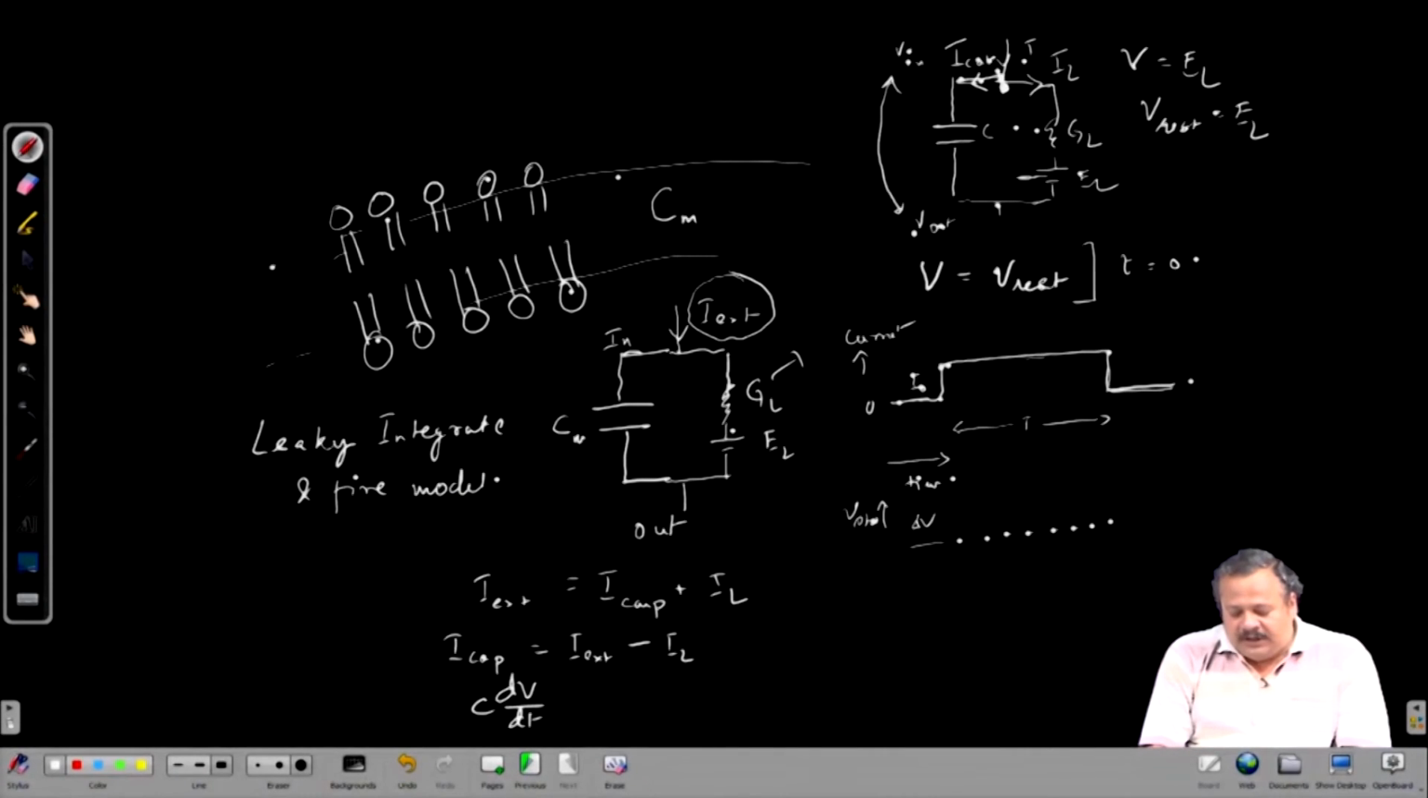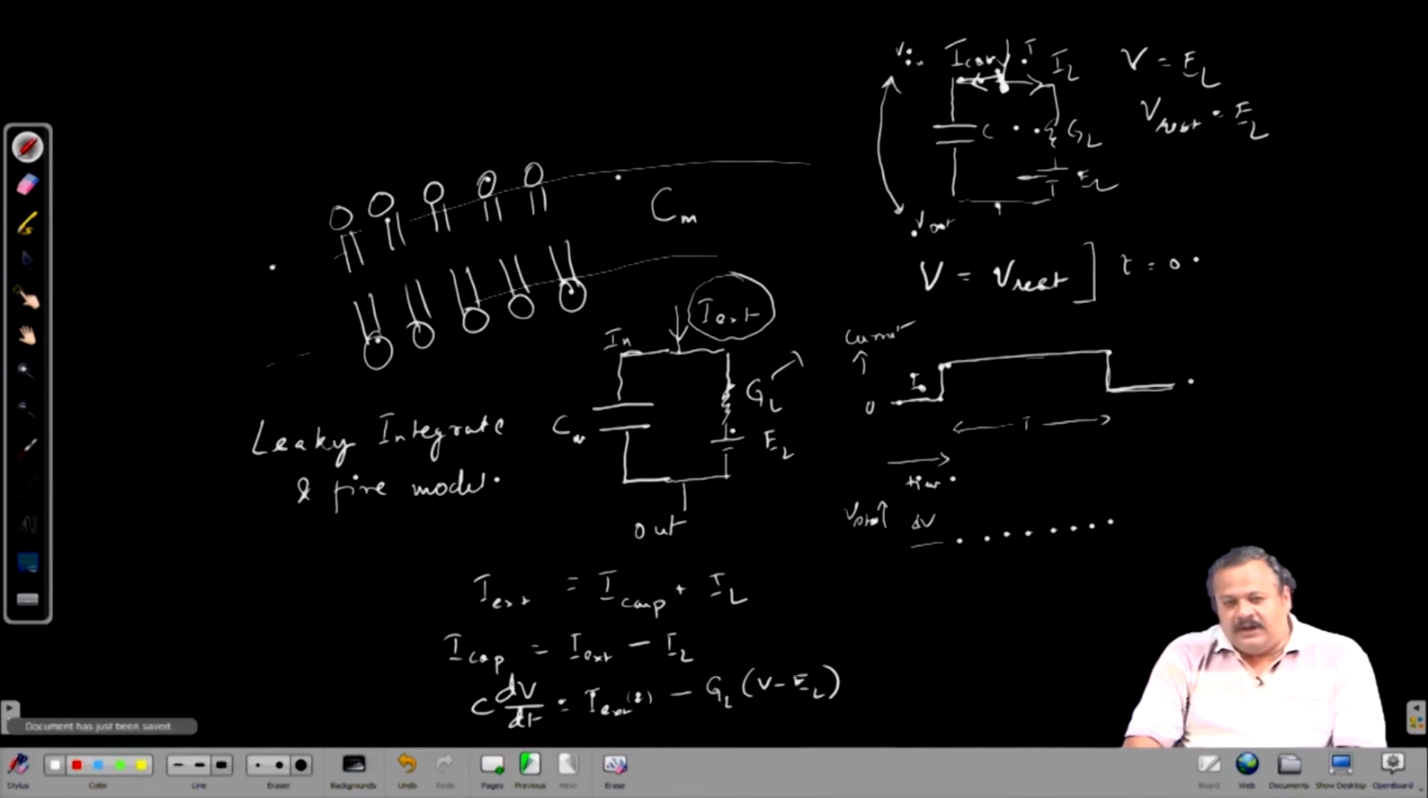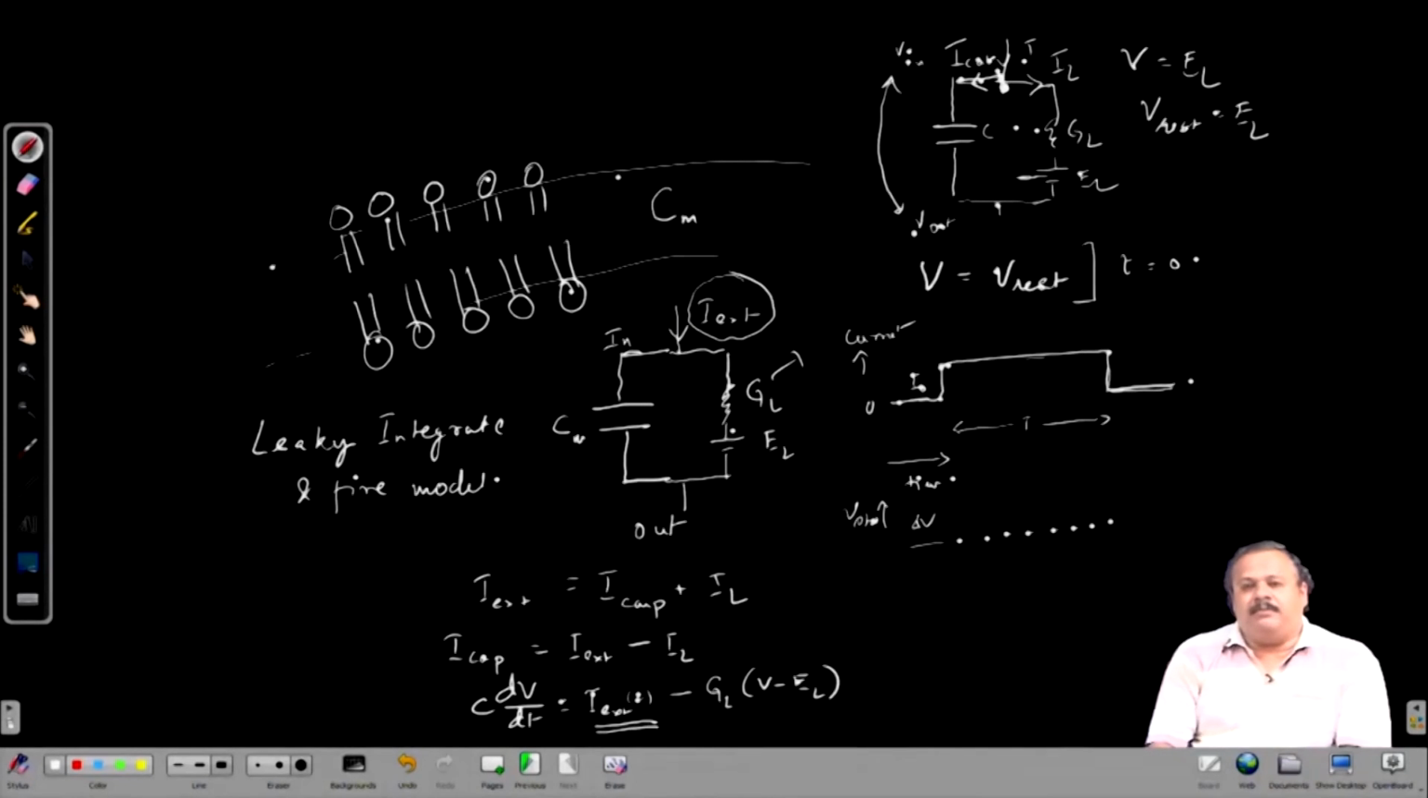So, how the voltage is changing across time, the slope at that particular time point, is equal to whatever this I external is as a function of time, which is in our control, minus I L, which is essentially G L into V minus E L. This differential equation describes how the voltage is going to change as a function of time if we are provided an initial condition and a profile of this I external over time.